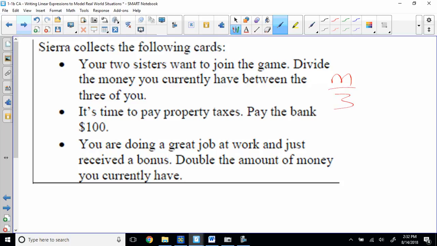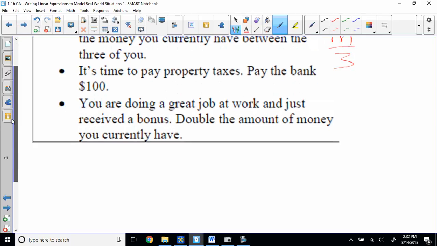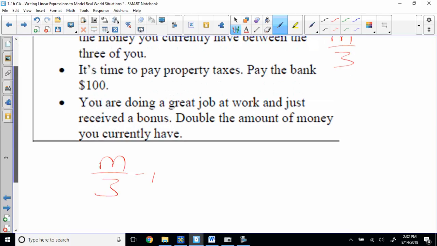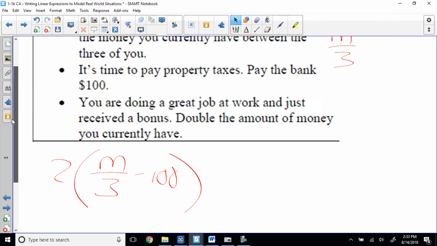Now, but we're going to have to do what? We got to take $100 away. Why? We got to pay the bank our property taxes, right? And you're doing such a great job that I just gave you a bonus. We're going to double the amount of money that you currently have, right? So how would I represent that? With a parentheses, what? That's exactly. See, M divided by 3 minus 100 actually is how much money she has at the period that she gets the doubling, right? Any questions about this?